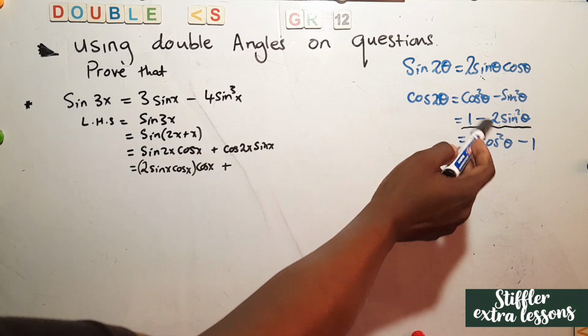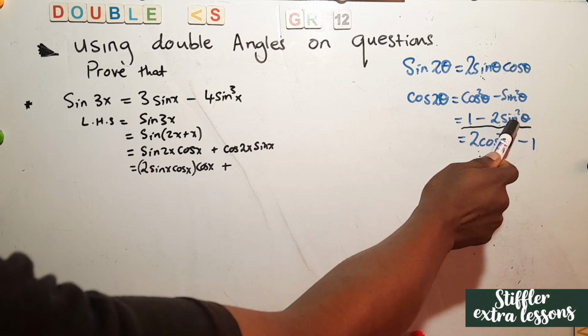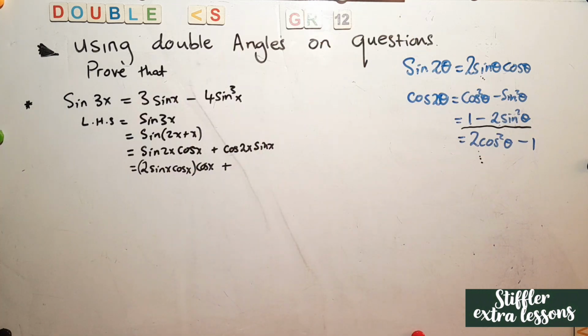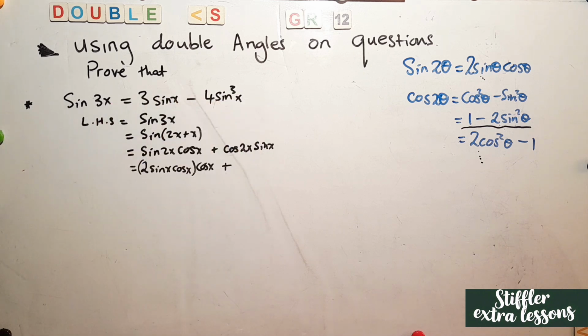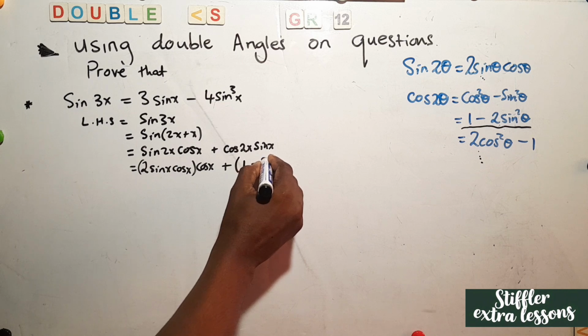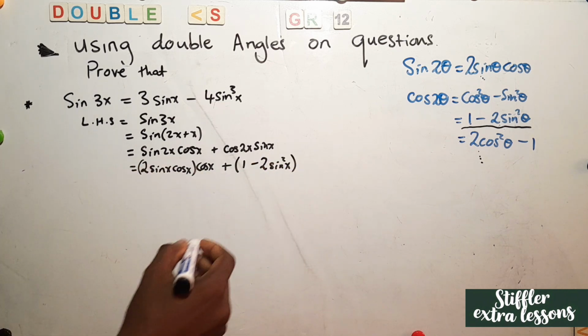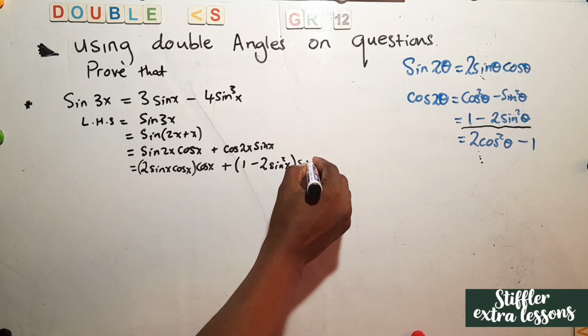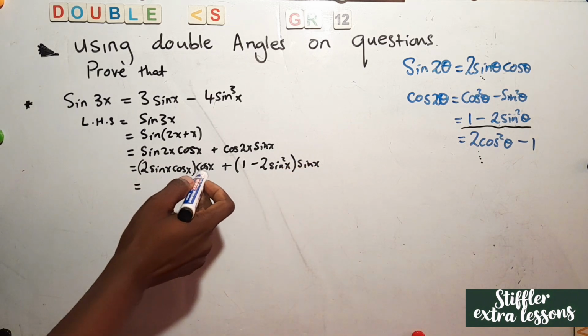But the double angle of cos, we're having cos and sine, and this one is only having sine. So we must change that into sine, since in our answer we can see that it is having only sine. So this is equivalent to (1 minus 2 sine squared x) multiplied by sine x. So this will be equivalent. So this is multiplying everything.